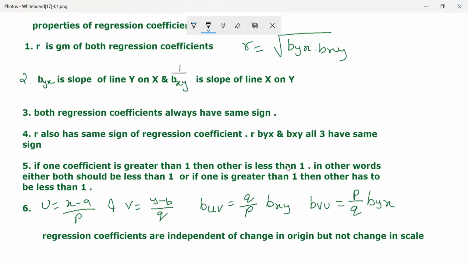Now, once we have revised all the properties, let us see how the question comes. So 3.3. Question number 1.